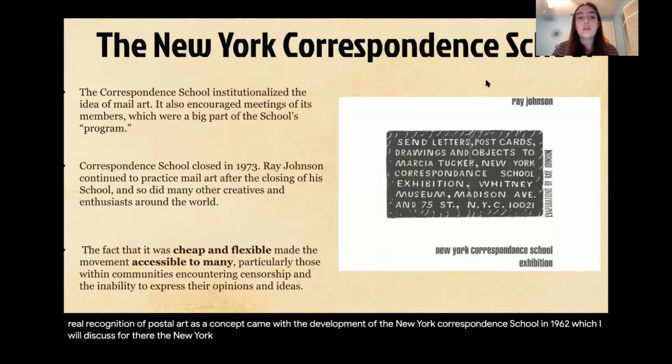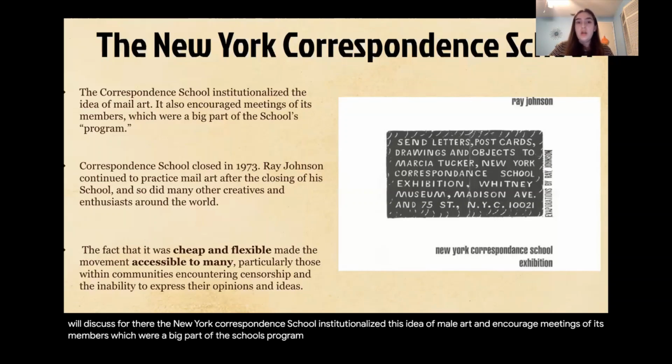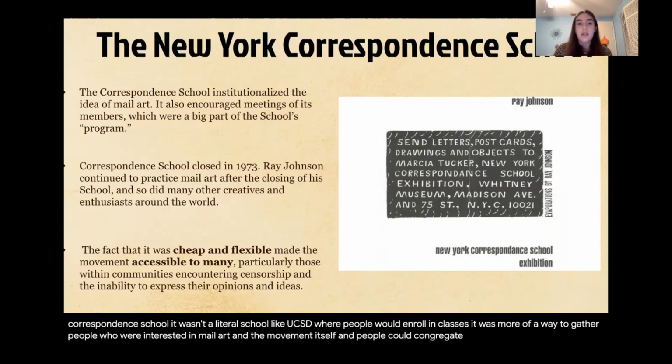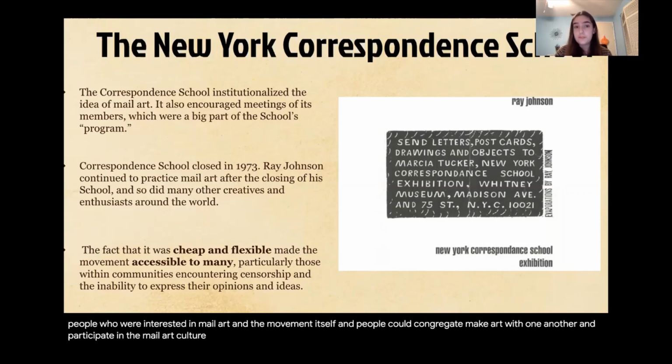The New York Correspondence School institutionalized this idea of mail art and encouraged meetings of its members, which were a big part of the school's program. From my understanding, doing research on it, it wasn't a literal school like UCSD, where people would enroll and take classes. It was more of a way to gather people who were interested in mail art and the movement itself, and people could congregate, make art with one another, and participate in the mail art culture.